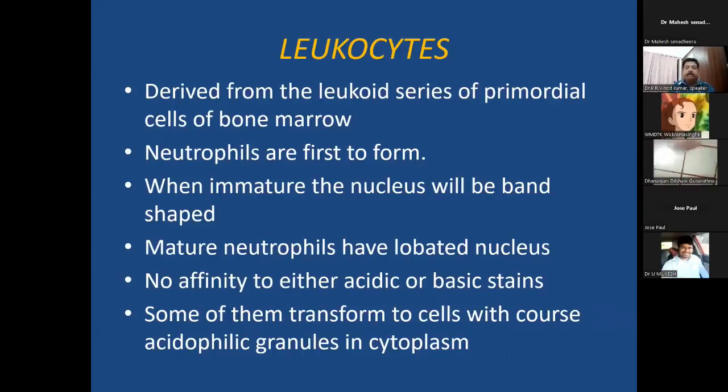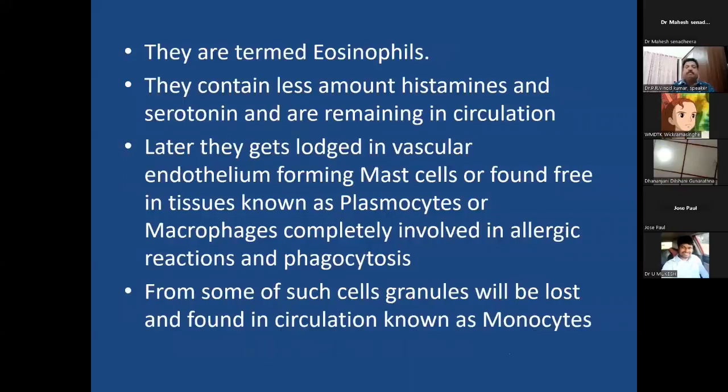Then some of them transform to the cells with coarse acidophilic granules in the cytoplasm. The granules will be going thicker and thicker, and they form eosinophils. They contain a little quantity of histamines and serotonin, and will be remaining in the circulation. They are termed as eosinophils. Later, they get lodged in the vascular endothelium, forming mast cells. They'll be sticking onto the vascular endothelium, known as mast cells, and sometimes they'll be dislodging and found free to the tissues.